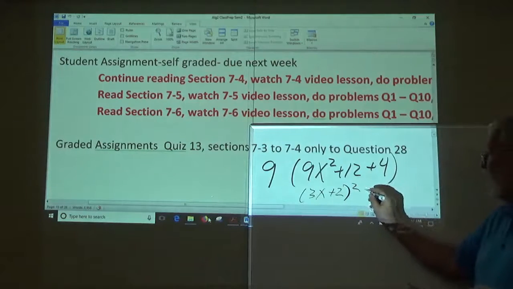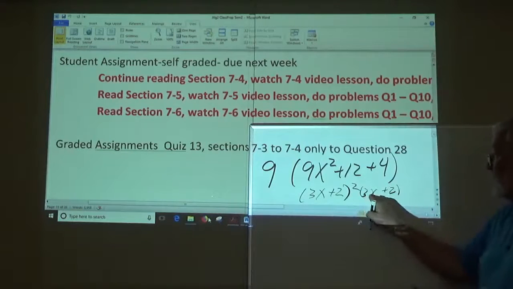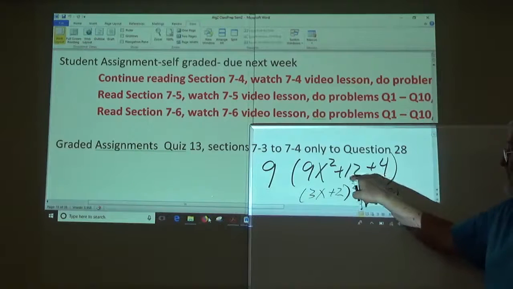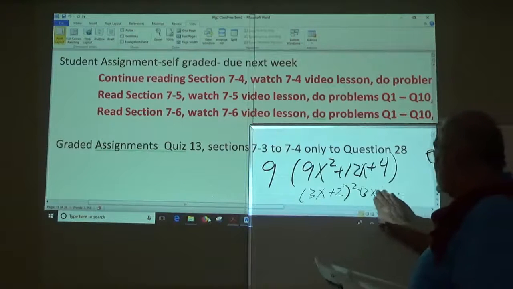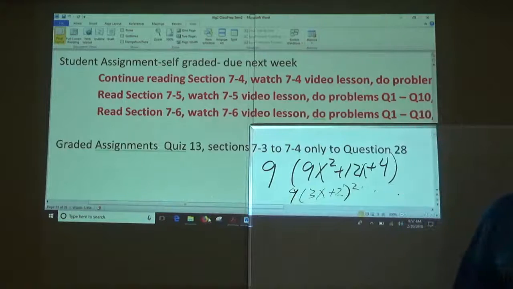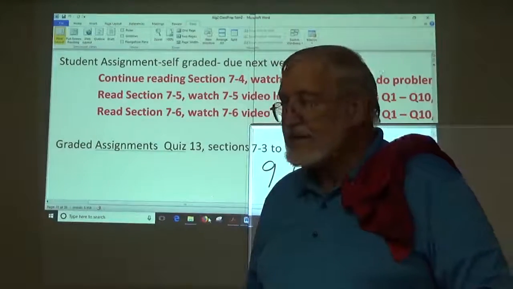All right, the inside is going to be 6x, and the outside is going to be 6x. What's 6x plus 6x? It's 12x. So that means that it was a perfect square, and the factoring will be 9 times 3x plus 2 squared. All right, that's number 54. All right, 64.